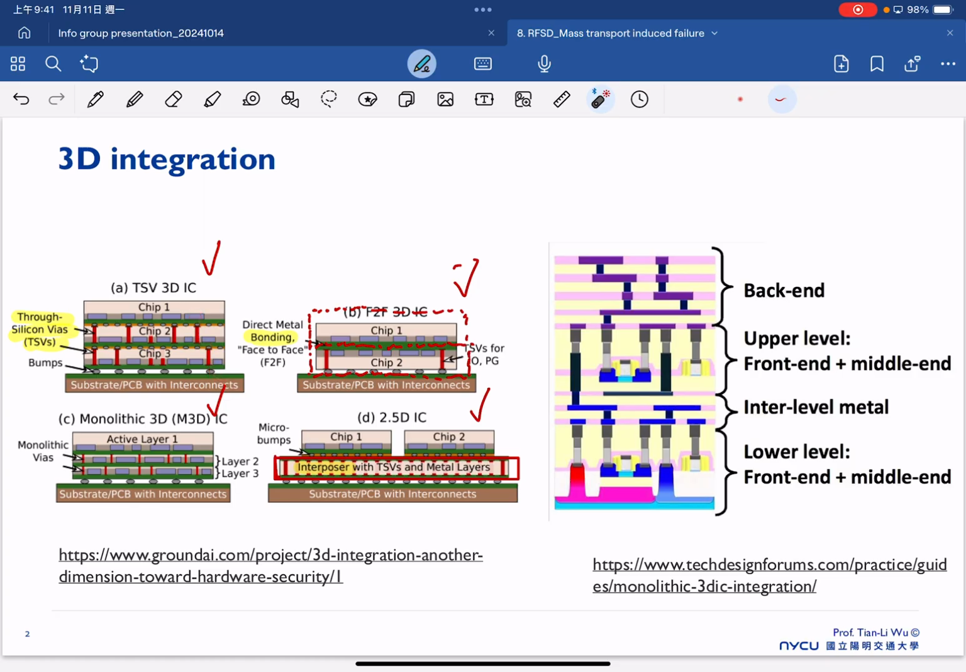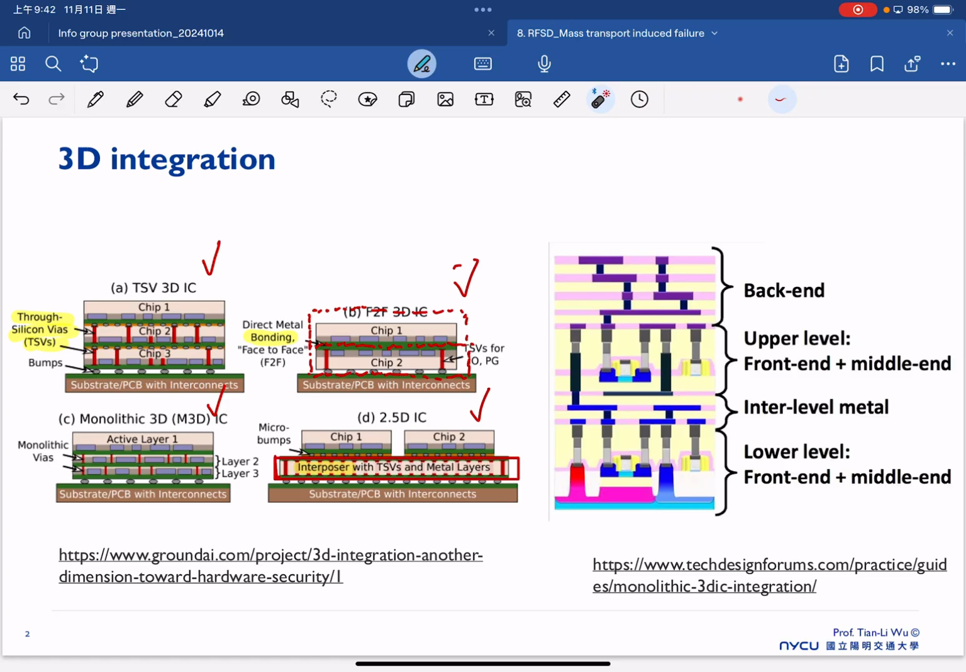That's generally what we call back end reliability. And also the contact between each one might suffer lots of reliability issues. Most of the reason is due to what we generally call the mass transport induced failures. So that's why in this topic we will dedicate time to talk about this.